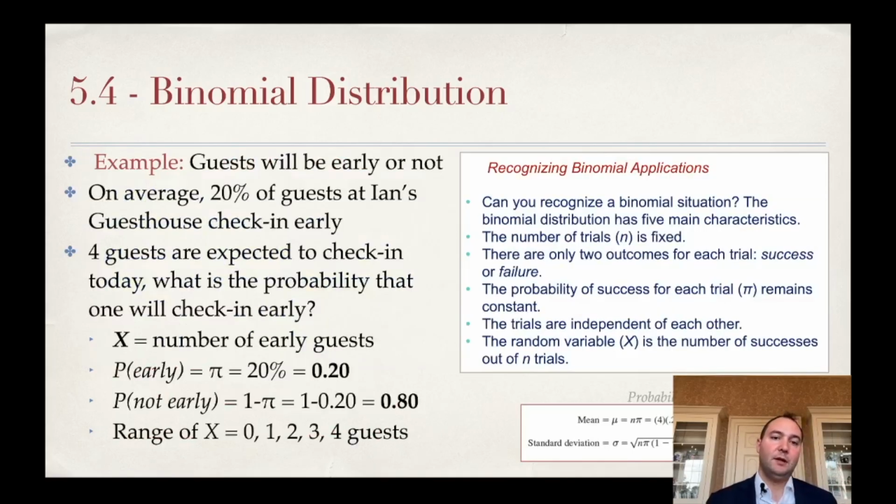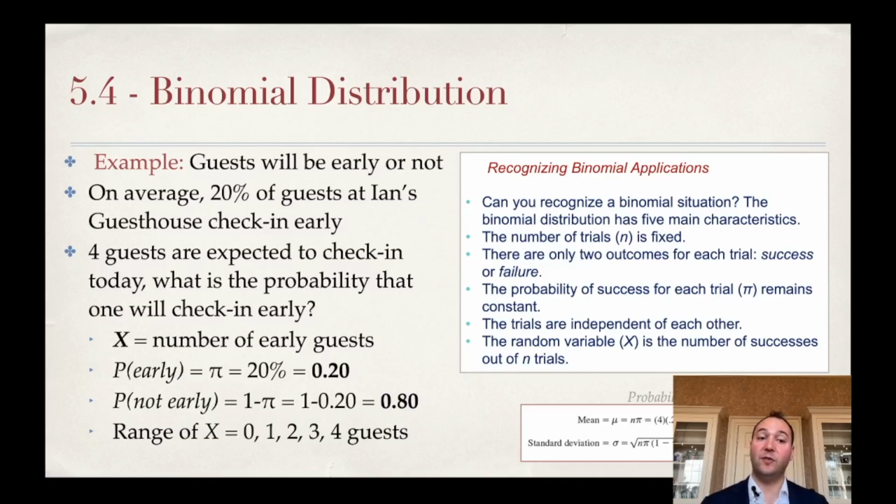Here's an example. Let's say guests to your inn or your Airbnb will be early or not. So it's a success if they're early, it's a failure if they're not early, okay? It doesn't mean that one is better than the other. It just means that we're just arbitrarily labeling if they're early as a success. On average, let's say 20% of guests at my guest house are checking in early. Today, 4 guests are expected to check in today. What is the probability that 1 out of the 4 will check in early?